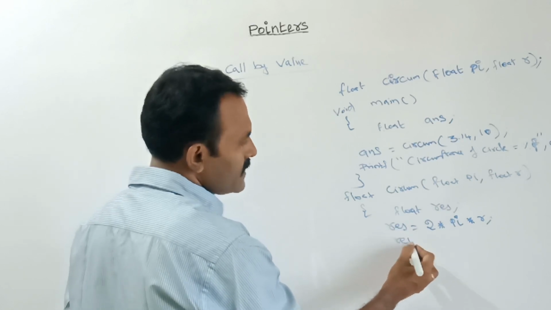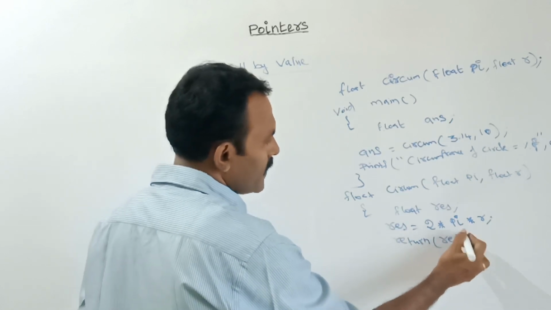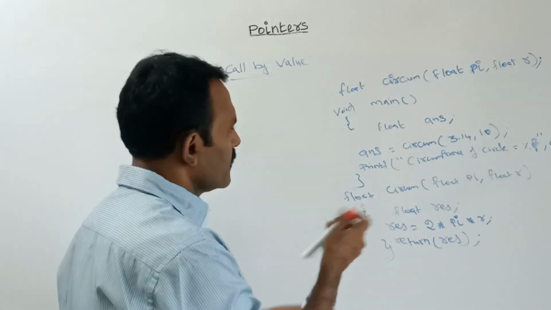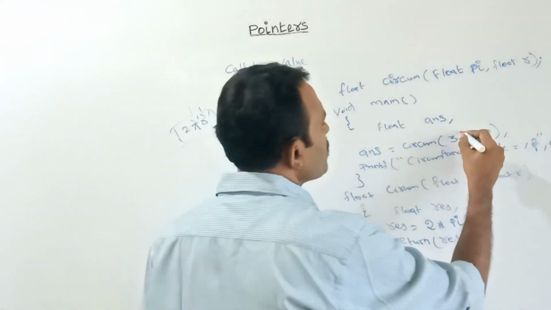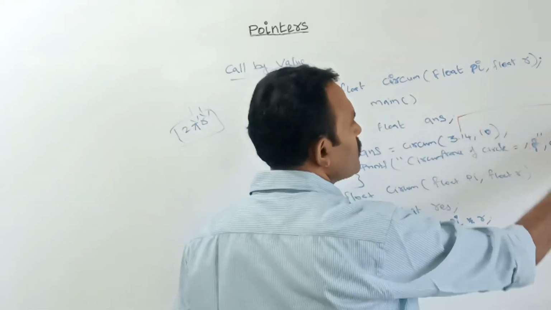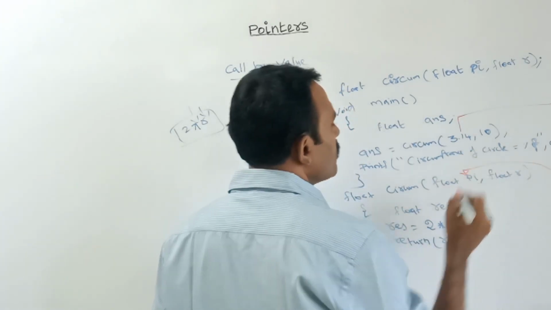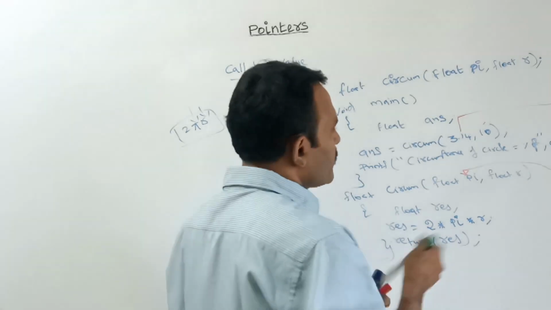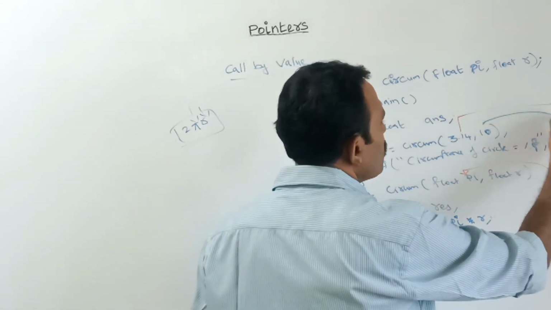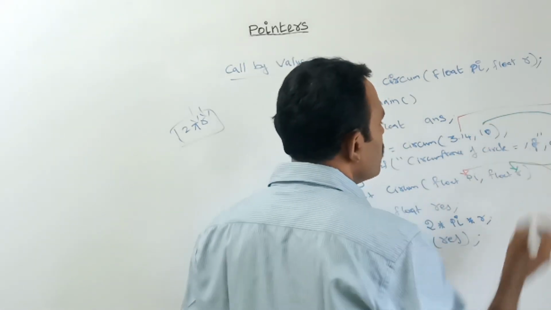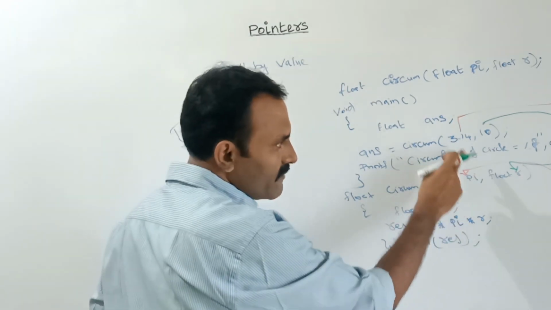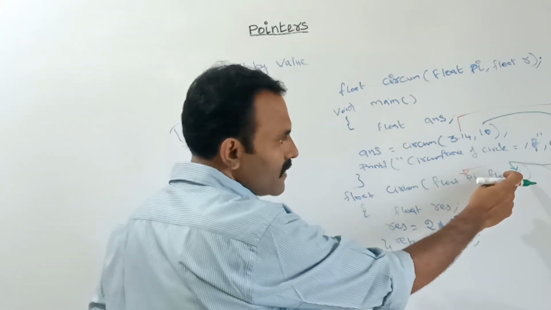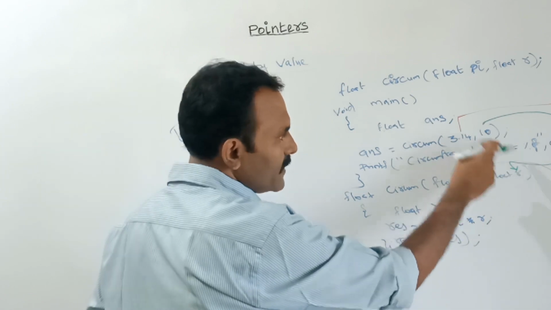Finally, I am returning this res value. Here this 3.14 value is passed to the pi variable. Next, the value 10 is copied to this variable r, so that the pi variable holds the value 3.14 and the r variable holds the value 10.